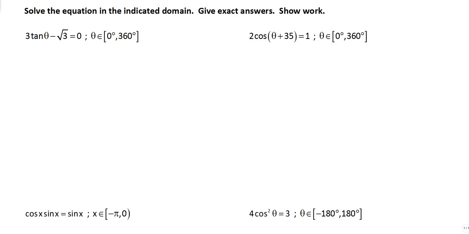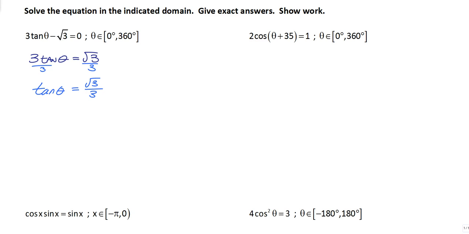So the first step is to solve for theta. So this is just like any other algebra equation where we have to get theta by itself. So our first step is to add the square root of 3 to both sides. So that's going to leave us with 3 tangent of theta is equal to the square root of 3. And now to get tangent of theta by itself, we have to divide both sides by 3. So you now have tangent of theta is equal to the square root of 3 over 3.